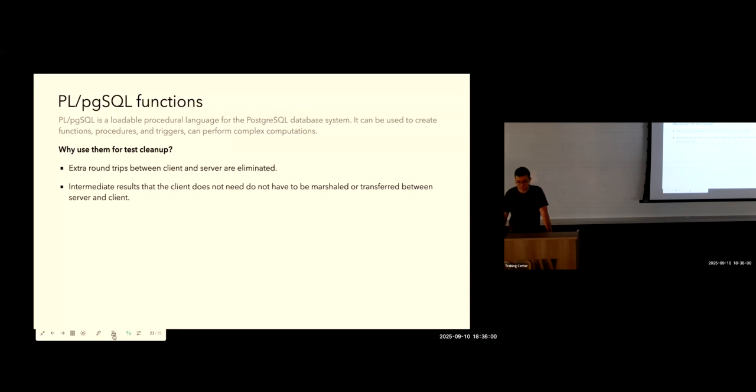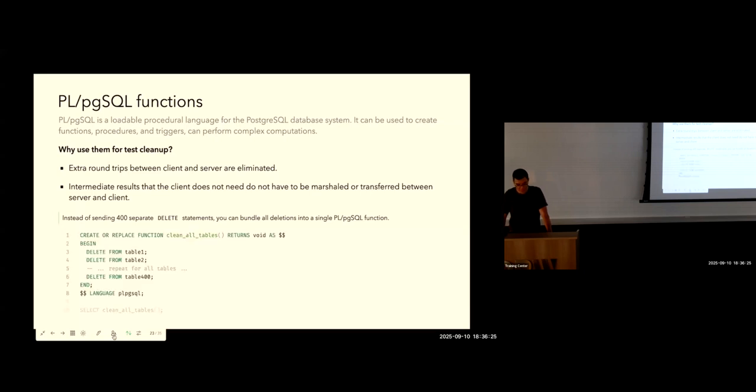The second reason is intermediate results. We don't need them. We don't need to marshal the first query, second query, fifth query, until the 400th query, and then get their results back. So instead of sending 400 separate statements, we just bundle them. And I think it's also helping with the query planning. In this case, we were using just deletes, so it might not help a lot, but for other cases, it might help with the query planning.